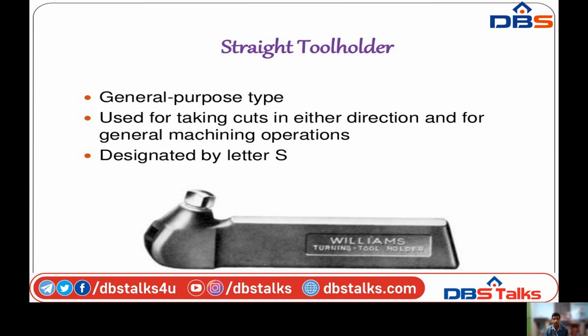Next, the straight tool holder. It is designated by the letter S because it is straight. The straight tool holder is used for taking cuts in either direction and for general machining operations. For all general operations, we use straight tool holders in labs and industries. Some industries prefer straight tool holders because it is in a straight position.